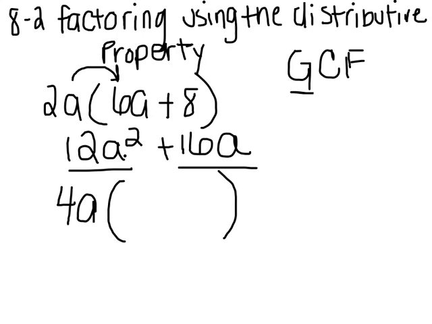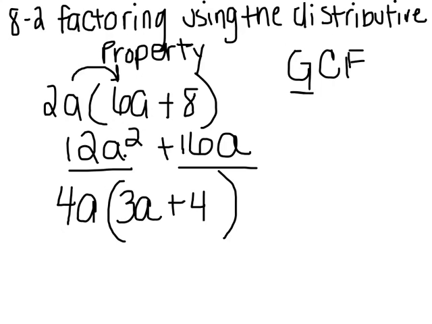and we'll have something left in our parentheses. So 4a times what would give us 12a squared? Well, 4 times 3 would give us 12, and a times a would give us a squared. So 4a times 3a gives us 12a squared. 4a times what would give us 16a? Well, 4 times 4 would give us 16. 4a times 4 would give us 16a.